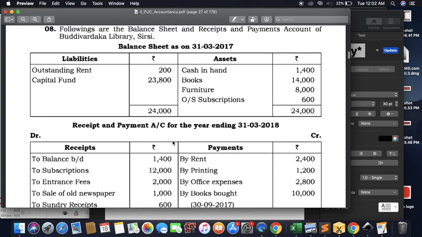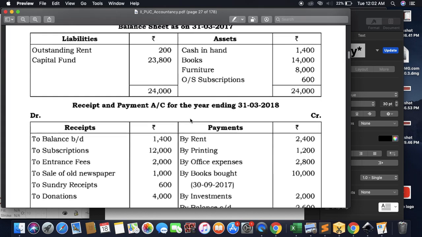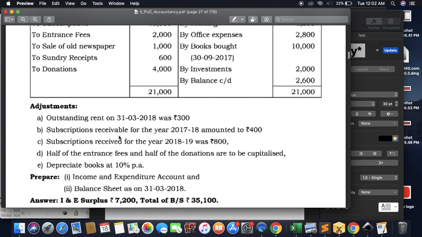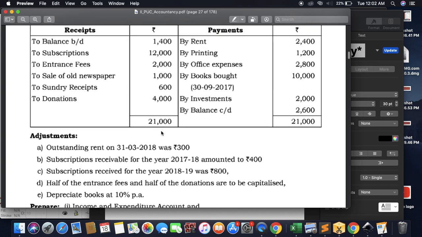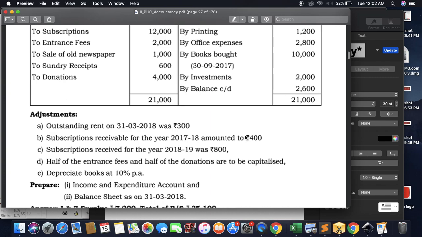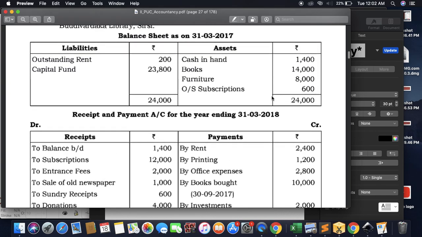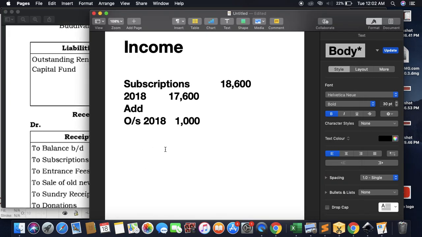Now let's see some of the example. Over here, subscription amount is there. This is again for 2018. Subscription amount is given. Subscription receivable, that means it is outstanding for 17-18. Subscription received for the next year is 800. And here we have subscription of last year, which is included in this amount. If that is the case, then we have to do subscriptions, and here again 2018.